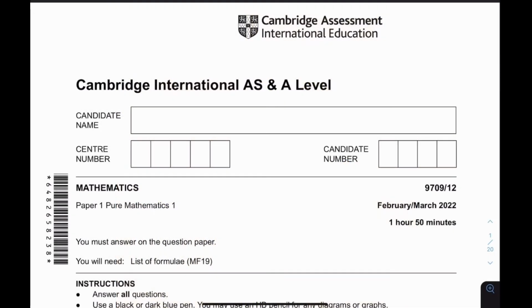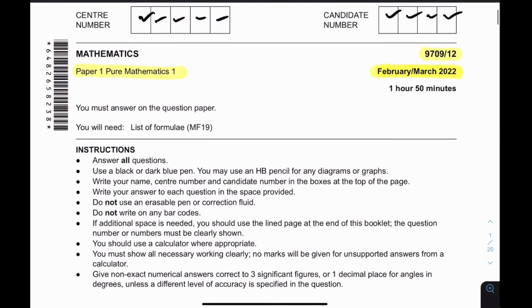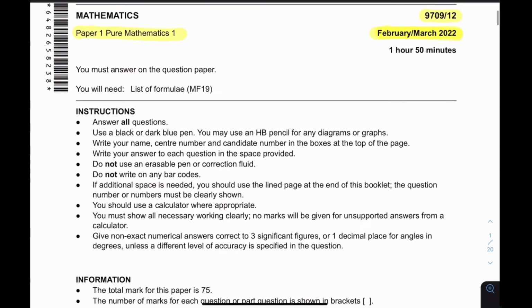Everyone. Cambridge International AS and A Level Mathematics. This is Paper 1, Pure Mathematics 1, for February-March 2022. Its code is 9709 and its variant is 12. You must write the candidate's name here according to your statement of entry. And the centre number, you know how to write that. Candidate numbers are here.